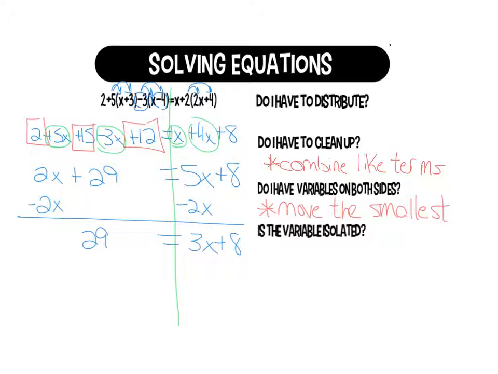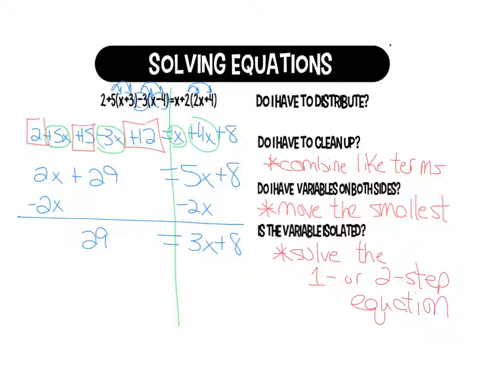So at this point, sometimes it'll just be a one-step equation, but this time it's a two-step, so we're going to solve the two-step equation. So I find my variable. I have plus 8. My inverse operation is subtraction. I'm going to subtract 8 from both sides. 3x equals 21. Divide both sides by 3, and x is 7.